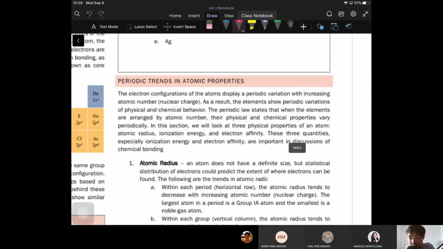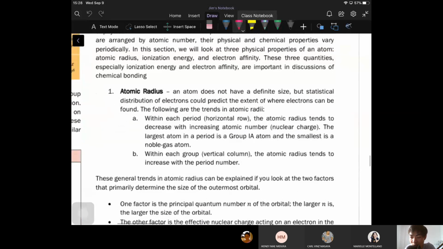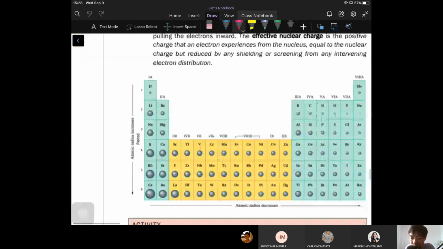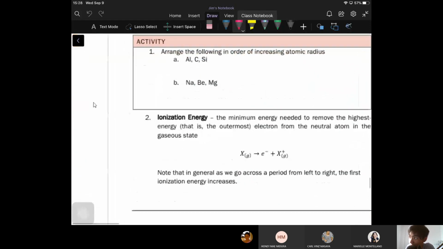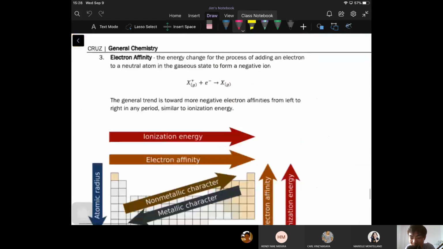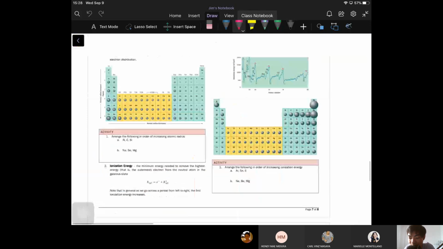So, ano ba yung periodic trends? Sabi dyan, these are the variations with increasing atomic number. So, by just looking at your periodic table, you can predict different properties of atoms. So, ano yung mga properties ng atoms na yun? We have the atomic radius, the ionization energy. Asa na yung isa pa? We have the electron affinity and the metallic property.